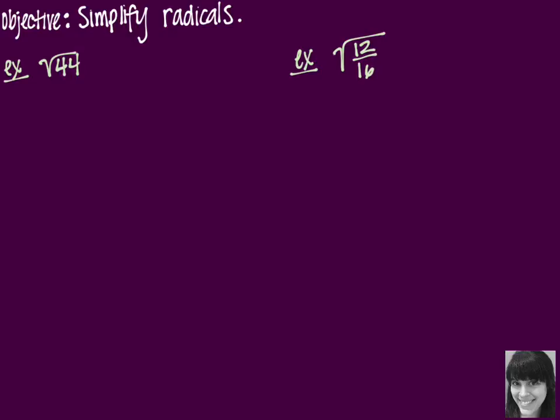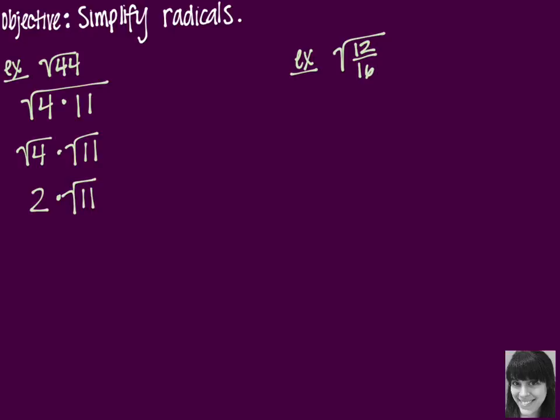4. Okay, so 4 is the perfect square, right? Well, what am I left with when I take out a 4 from 44? You're left with 11. Okay, so now I can separate these. I get square root of 4 times the square root of 11. Square root of 4 is 2 times square root of 11.